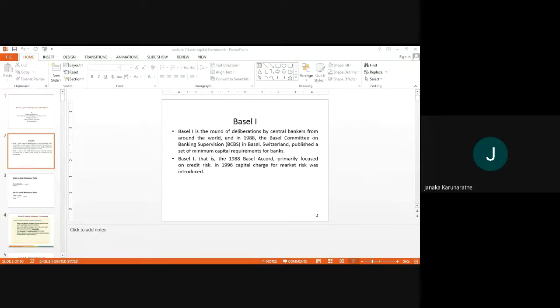So if you go back to the history, Basel 1 is the round of deliberation by central bankers from around the world, and in 1988, the Basel Committee on Banking Supervision in Basel, Switzerland, published a set of minimum capital requirements for banks. At that time, that is called Basel Accord, but not Basel 1, but subsequently, with the amendments or changes to the relevant capital adequacy ratios and the requirements, then this was named as 1, 2, 3. So originally it was Basel Accord, which came into effect in 1988.